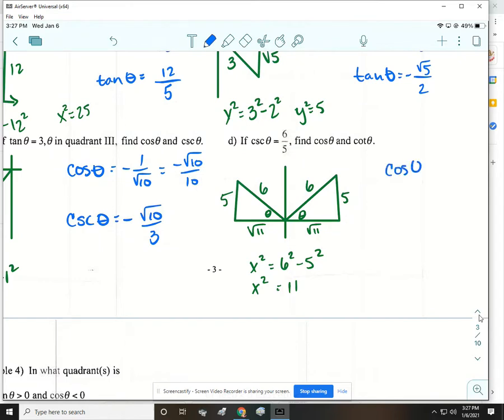All right, so we're going to find the cosine of theta and the cotangent of theta. Now, in quadrant 1, cosine is positive, but in quadrant 2, cosine is negative. So we're going to do plus or minus. Do the same thing with cotangent. All right, so cosine will do the adjacent over the hypotenuse. And then cotangent is reciprocal of tangent, so we have the adjacent over the opposite.